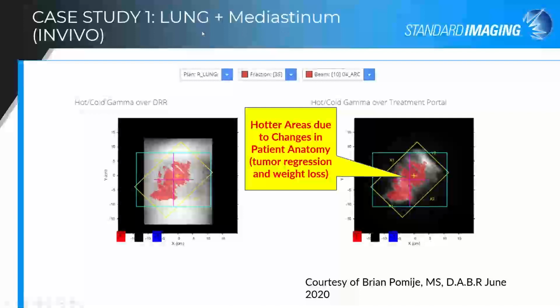So with the hot and cold gamma that we talked about before, with this case, we're getting the red, so this is hotter. So then the question would become, given that it's a lung and given what we were looking at, what are the potential causes for this? So you could think patient anatomy, tumor regression, potentially weight loss. In this case, the person also has some fluid in their lungs that was mentioned at the time of planning. So with that in mind, we go in to analyze what's potentially causing this.